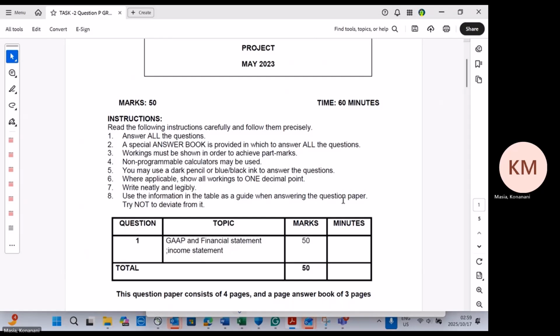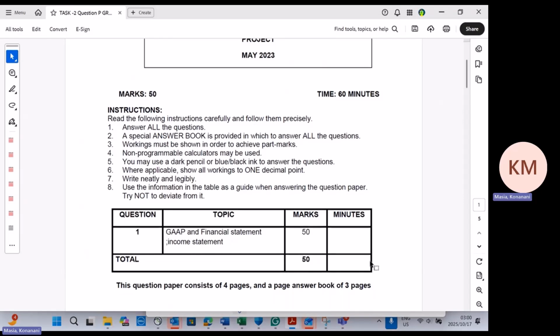It says, where applicable, show all the workings to a decimal point. Write neatly, because it's very important that whoever is going to mark your script must be able to see how you did it. Your handwriting matters so that somebody else can see. As I said earlier, this is a 50-mark question. You need to spend at least 60 minutes trying to answer it.